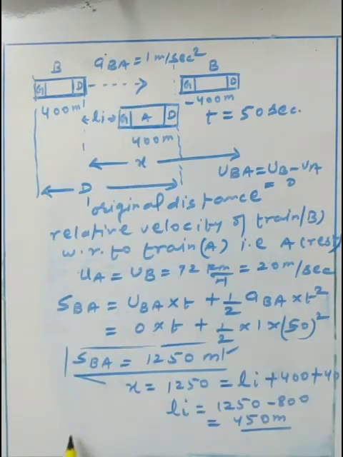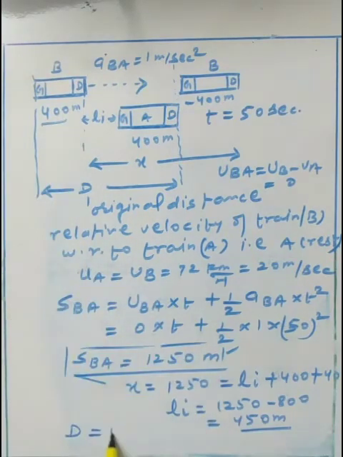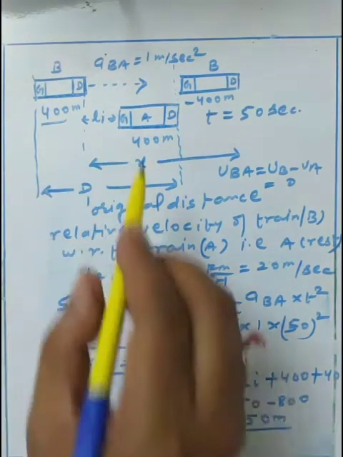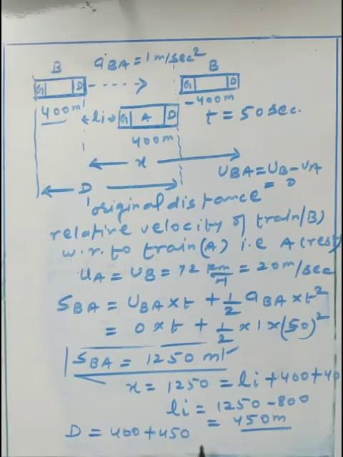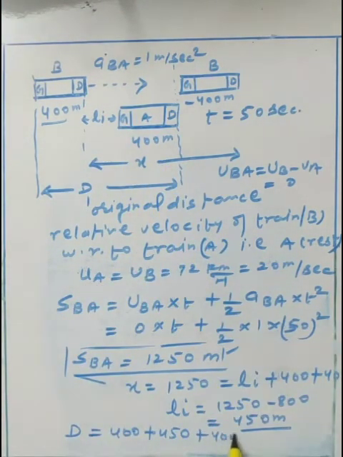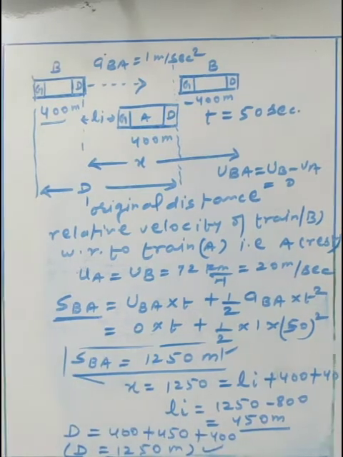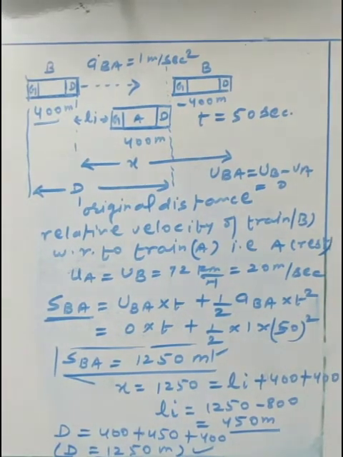Okay, so what will be the possible D? Possible D is 400 plus the initial length, which is 450, plus the length of the other train A, 400. So the original distance between them is 1250 meters. This is the possible answer of this problem. Here we have used the basic concept of relative velocity. This is the solution of this problem.